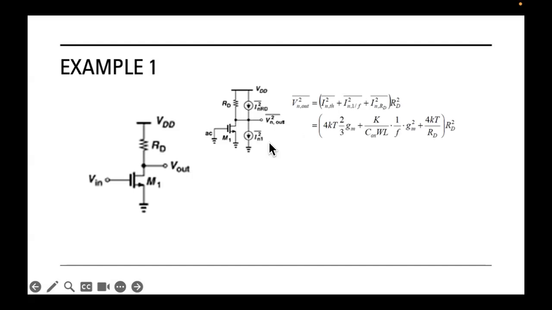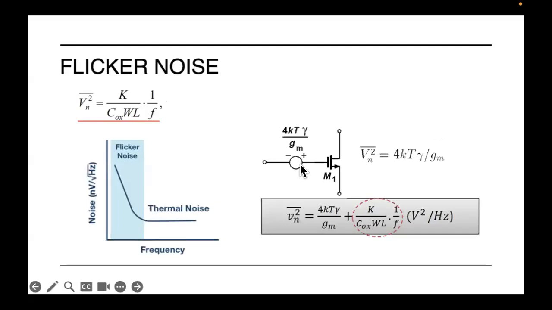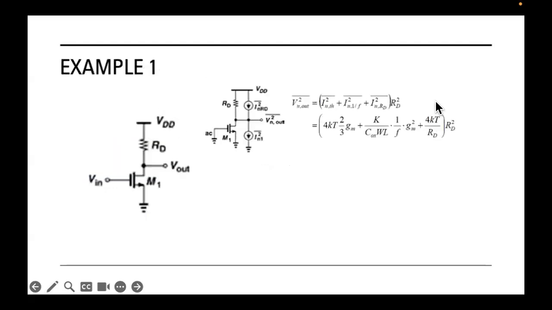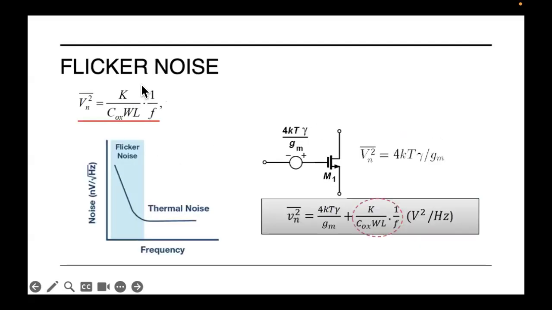Then we have the flicker current, which is the noise due to the oxide layer, but we transfer this from being a voltage into the gate to a current into the drain. So we will multiply this equation with Gm squared, as you can see here. So it's K, which is a coefficient, as I mentioned, over C oxide W L, 1 over F times Gm squared. So this Gm squared simply represents the transferring from the gate side to the drain side.